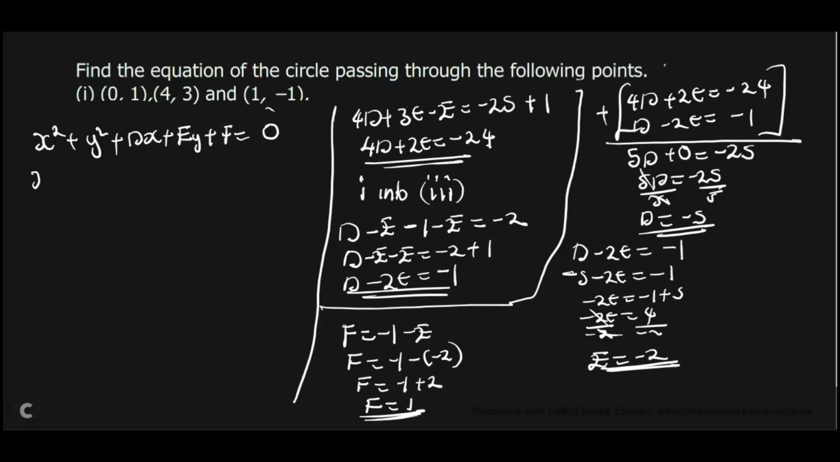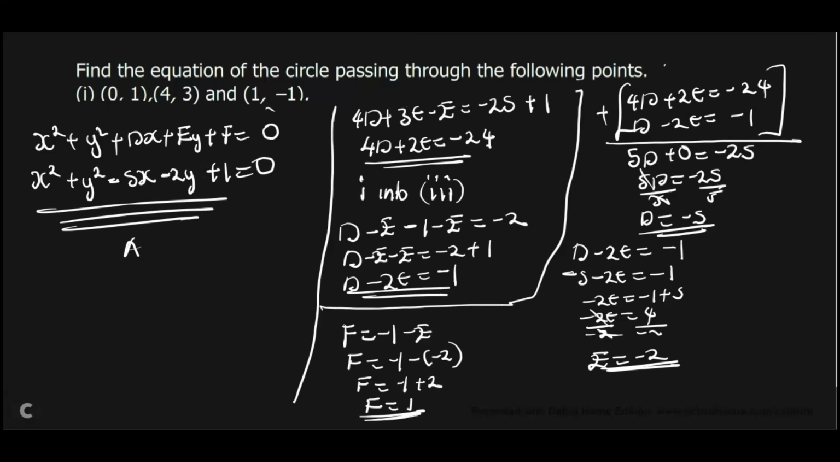Let's substitute x squared plus y squared. Then what was your D? It's negative 5. You put negative 5x. And what's your E? It was negative 2y. Then what's your F? It's 1. So this is your answer for this question. So this is how you answer this type of question.